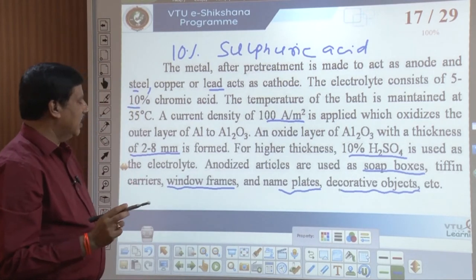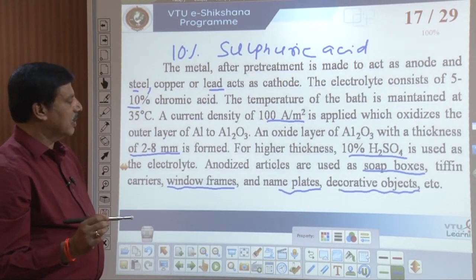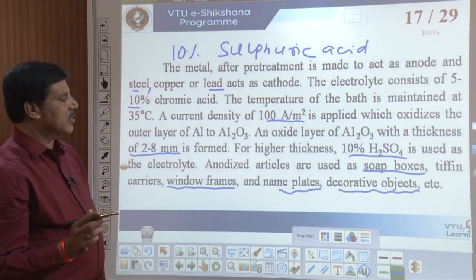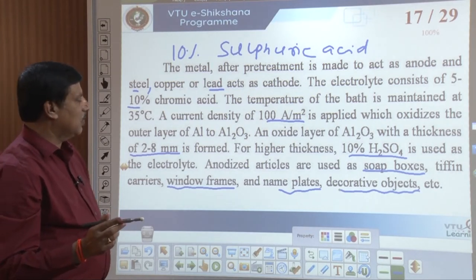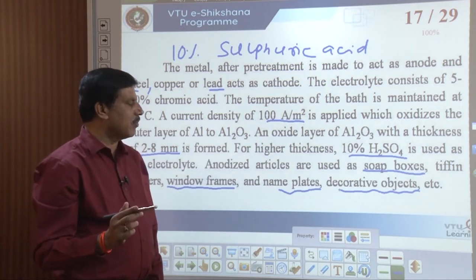Even the vehicle and automobile industries use them for mirrors, etc., and name plates. Even flights use them to avoid corrosion, because they do not affect the metal, because of its porosity.